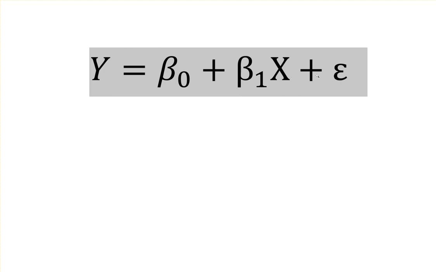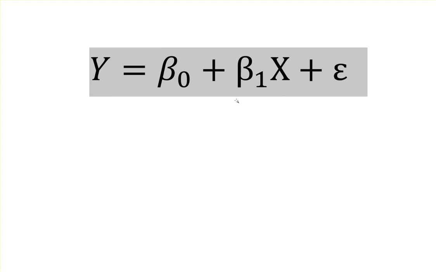interpreting the equation. So what this equation tells us is that our variable y can be explained by a constant term, that's beta 0, and then also our variable x multiplied by a coefficient, in this case represented by beta 1, and then of course our error term.